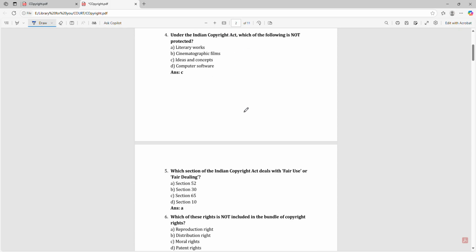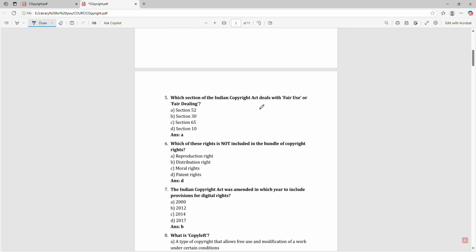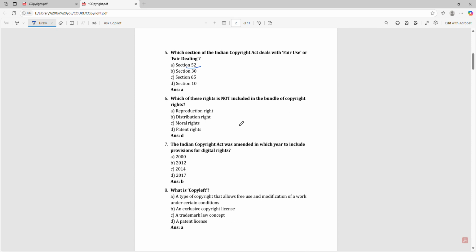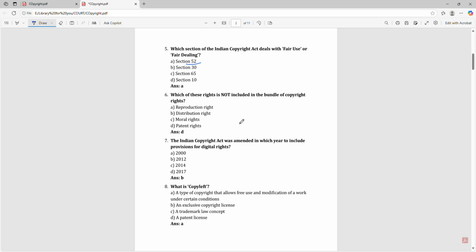Under the Indian Copyright Act, which of the following is not protected? That is ideas and concepts. Which section of the Indian Copyright Act deals with the fair use or fair dealing? Section 52. Which of these rights is not included in the bundle of the Copyright Act? Patent rights. The Indian Copyright Act was amended in which year to include provision for digital rights?